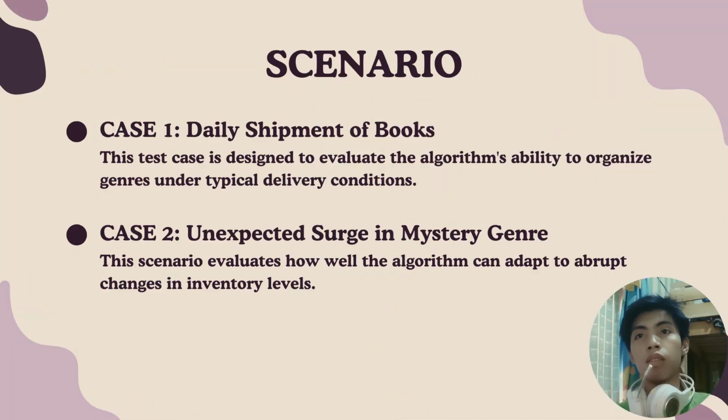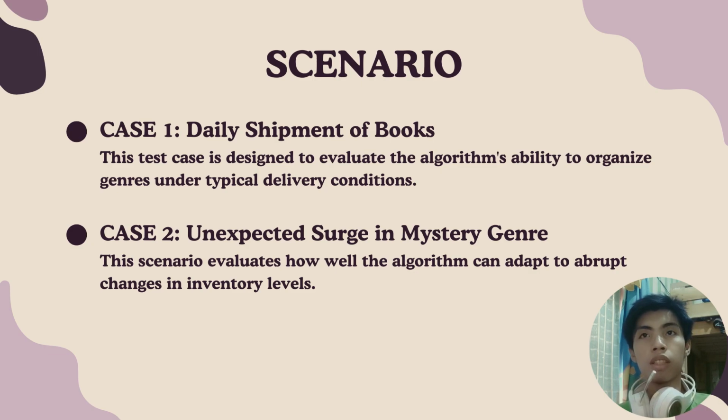So as you can see, test case 1, the daily shipment of books, shows us that the pigeonhole sort algorithm is very efficient in sorting the books per genre. Now how about test case 2, the unexpected surge in mystery genre?